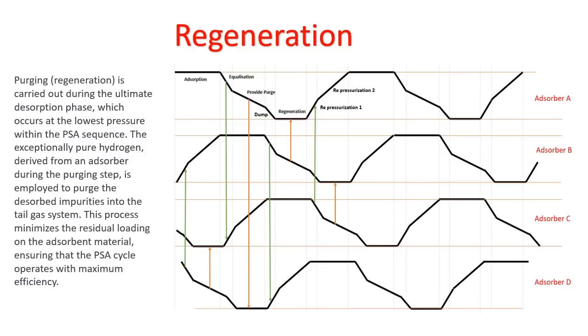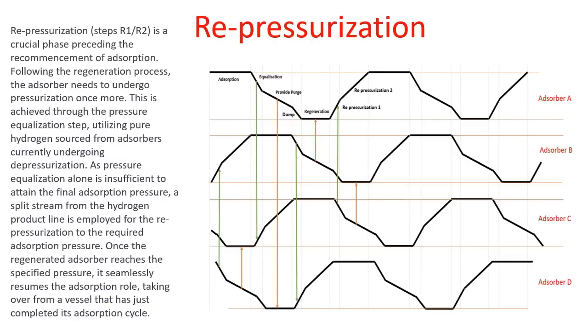So after regeneration, the next steps are pressurization. And there are two steps, basically R1 and R2, in the repressurization cycle. These are the crucial phase preceding the recommencement of the adsorption. Following the regeneration process, the adsorber needs to undergo pressurization once more. This is achieved through the pressure equalization step, utilizing the hydrogen from the adsorbers currently undergoing depressurization. As pressure equalization alone is insufficient to attain the final adsorption pressure, a split stream from the hydrogen product line is employed for the repressurization to the required adsorption pressure. Once the regenerated adsorber reaches the specified pressure, it seamlessly resumes the adsorption role, taking over from the vessel that has just completed the adsorption cycle.